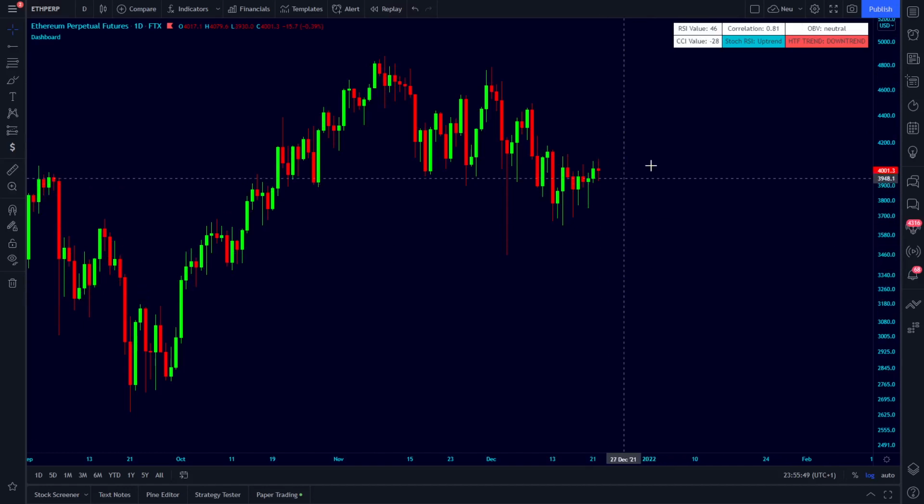The dashboard is designed to give you a quick overview of the asset you're looking at right now. On the top left you can see the RSI value, on the bottom left the CCI value.